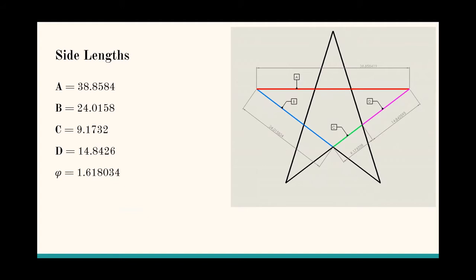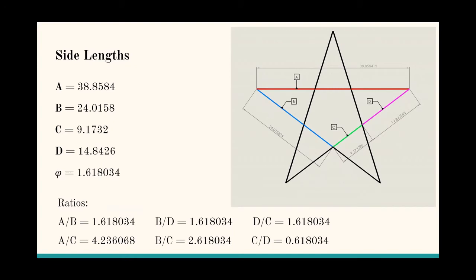But let's look at the ratios again. If we look at the ratio between A and B, B and D, and D and C, we again notice that they're all equal to phi, which is pretty cool. If we look at the ratio between A and C, we get the number that we didn't recognize before, which was the length of A of our original pentagram. B and C has a ratio that's equal to the side length B of our original pentagram. And D and C is simply the ratio equal to the reciprocal of phi.